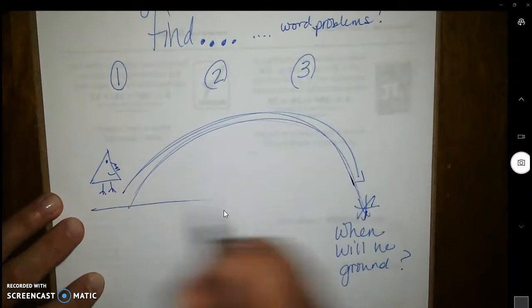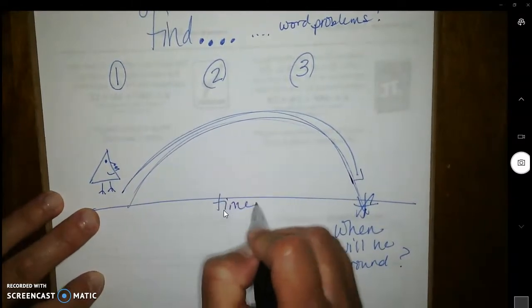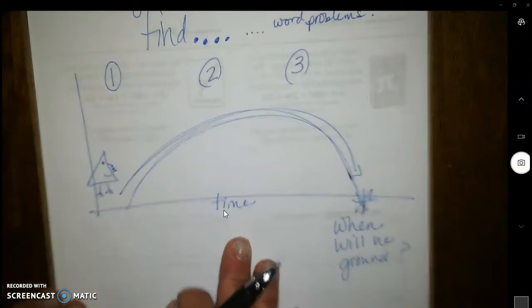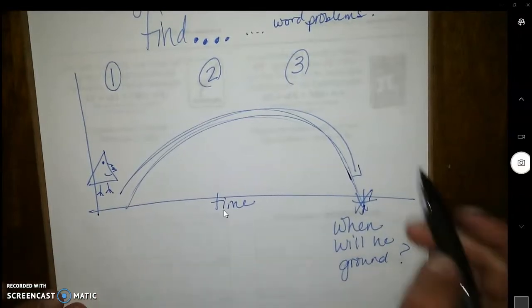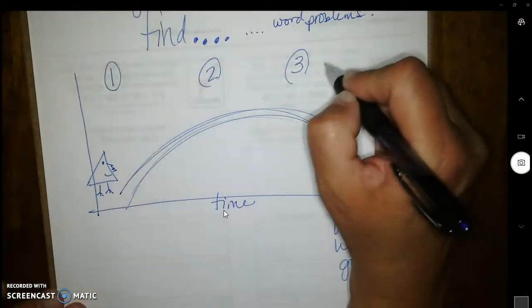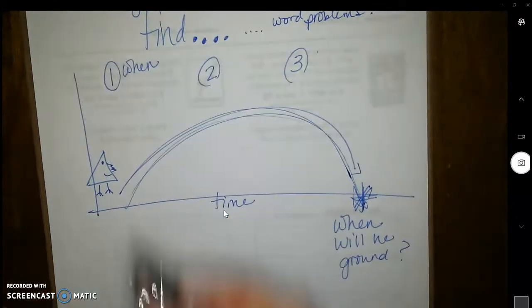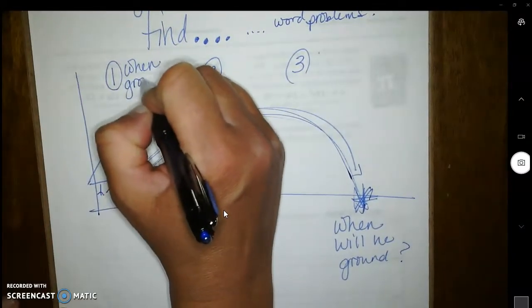So keeping in mind, this is time on the x-axis. On the y-axis, well, let's think about that for a second and think about what that's going to represent. So when is he going to land? So that's one of the things that you can find, right? When something hits the ground.